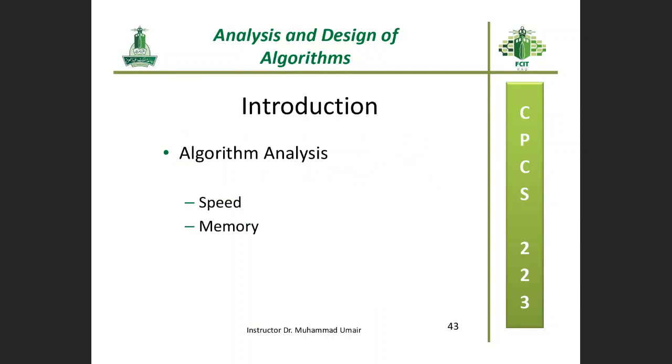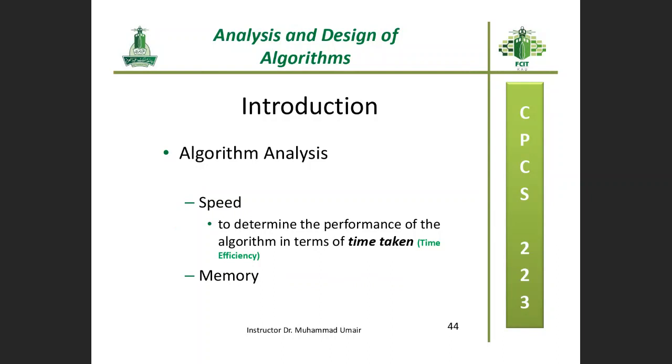Starting with the analysis, whenever you are analyzing an algorithm, there are two basic parameters on the basis of which we can analyze it: speed and memory. Speed means how much time an algorithm takes to complete the execution and solve the problem. That is called the speed of the algorithm, or we also refer to it as running time or time efficiency. An algorithm can be analyzed on the basis of its speed to determine how much time it will take to solve the problem.